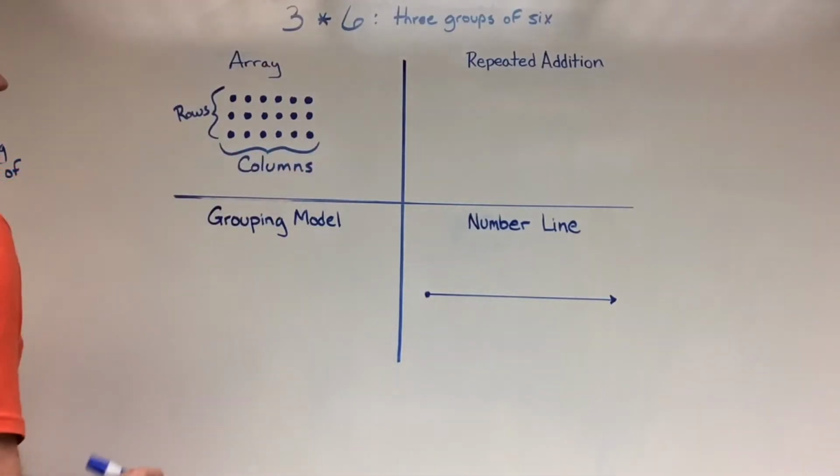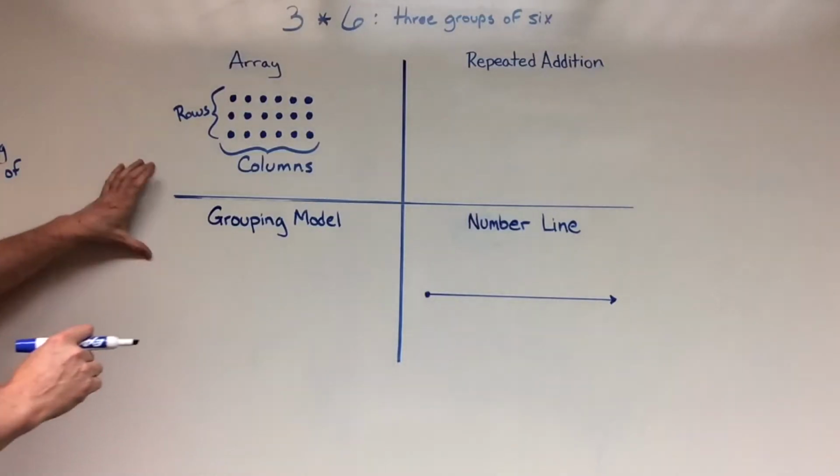All right, now because we've interpreted 3 times 6 as 3 groups of 6, we cannot use the inverse array here and have 6 rows of 3. That means something different. It gives the same product, but contextually, it does mean something different.